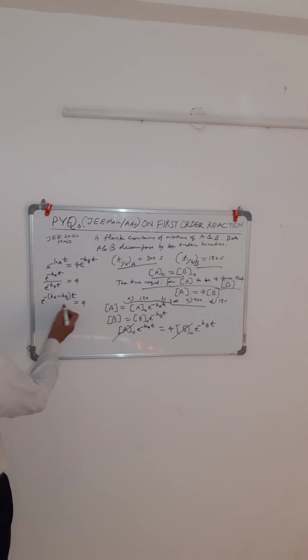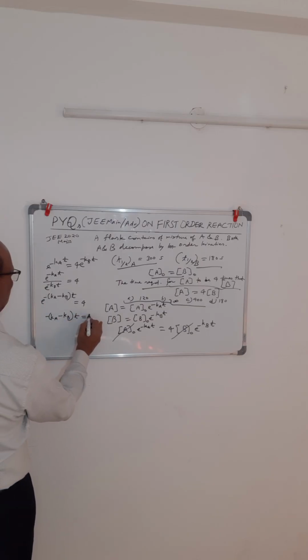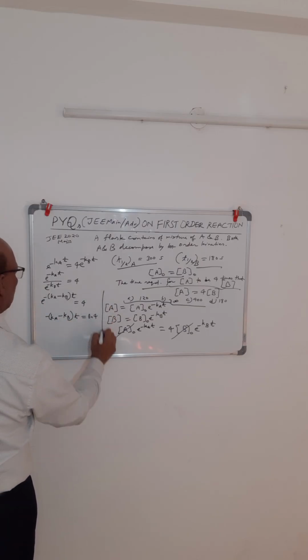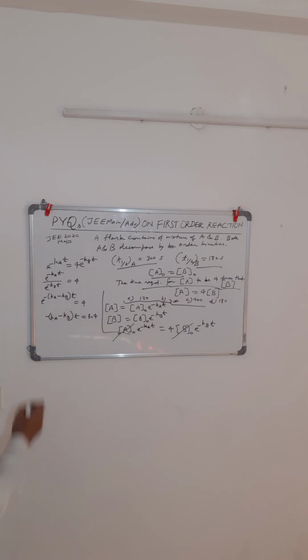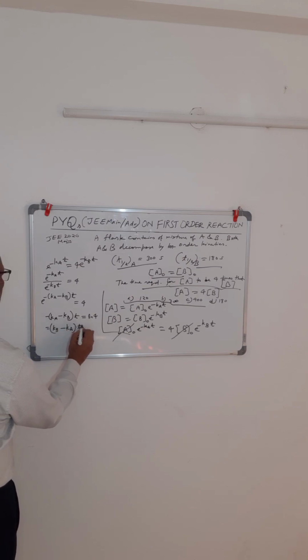Now we take the log of both sides. Taking ln of both sides, we get minus of kA minus kB into T, which we can write as kB minus kA into T, equal to ln of 4.